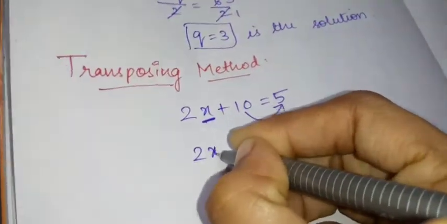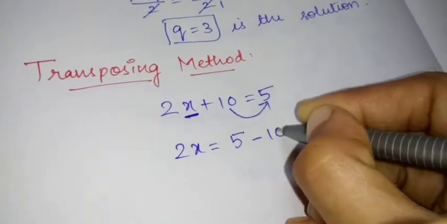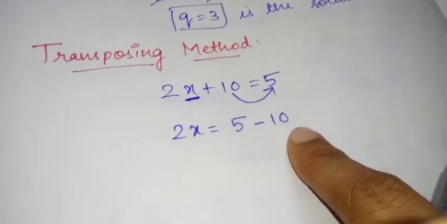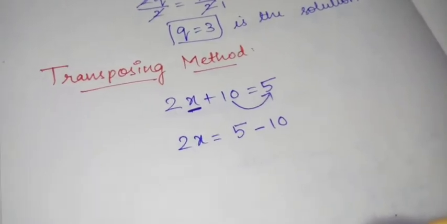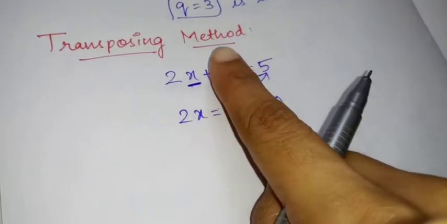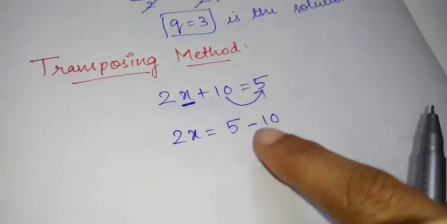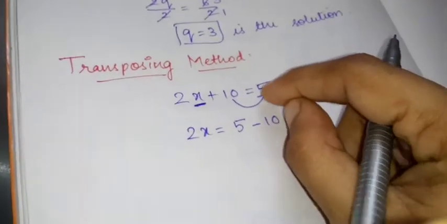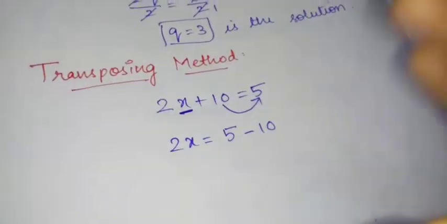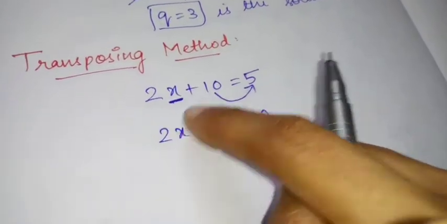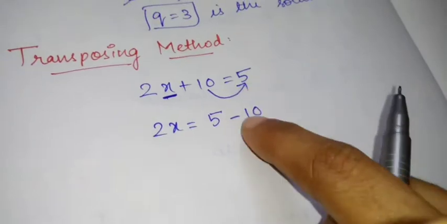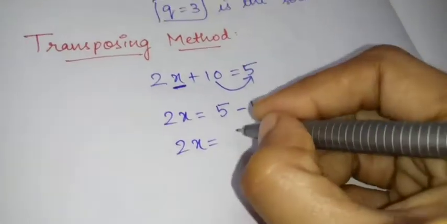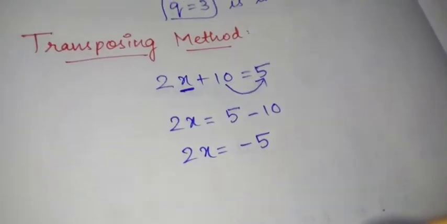So first, 2x is equal to 5 minus 10. Why? Because plus 10, if it goes that side, will become minus 10. I already taught you this. When a sign goes to that side, it becomes the opposite. You write this, and whatever shifting is done will be written at the back side of that. So 2x as such, plus 10 is going that side, so 5 minus 10. So 2x is equal to 5 minus 10, which is minus 5.